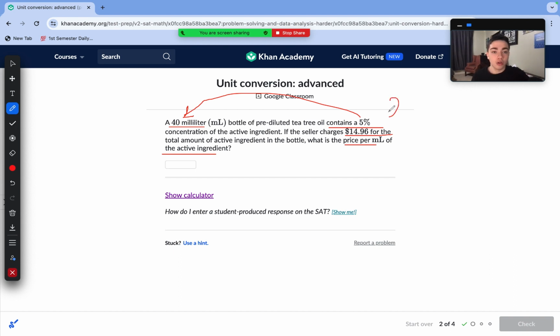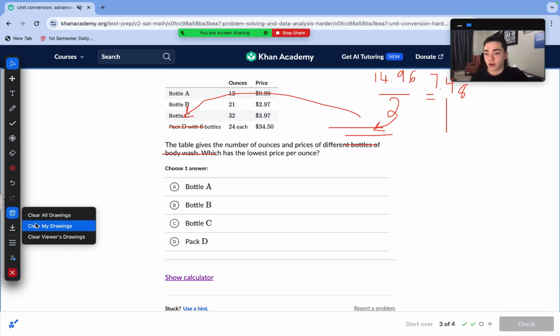So there are 2 milliliters of active ingredient, and for this 2 milliliters of active ingredient, the seller is charging $14.96. So we can set this to a unit rate, price per milliliter. So we're just going to have the price as a numerator, milliliters in our denominator, and just divide it out to get that unit rate, that 1 in the denominator. So 14.96 divided by 2 is 7.48. So the price per milliliter of this active ingredient is $7.48. So 7.48 is our answer. On to question number 3.